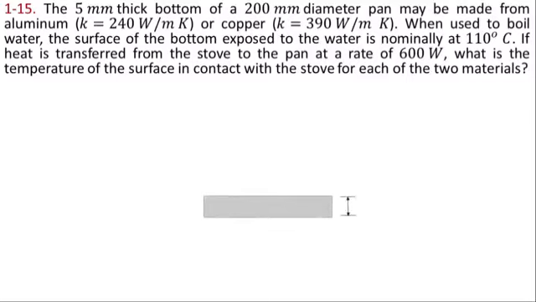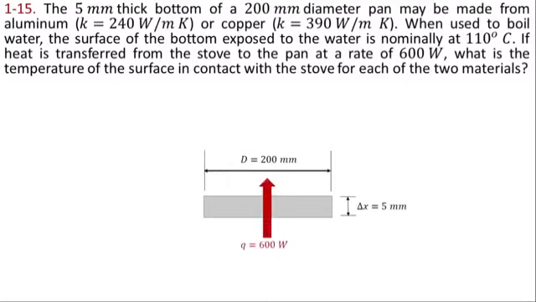Consider this is a pan having thickness of 5 millimeter. The diameter of the pan is 200 millimeter. Heat is transferring from bottom to top. The bottom is exposed to the stove, and at the top side we have water. So heat will transfer from bottom to top. The upside is exposed to the water and it is at a temperature of 110 degrees centigrade. We have to find the bottom side temperature.